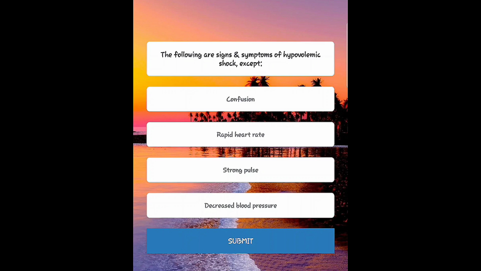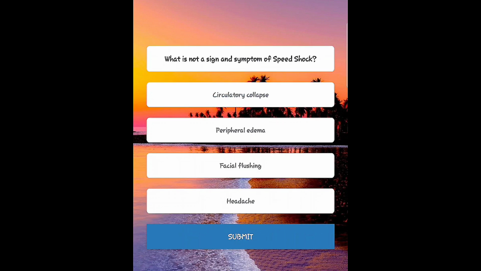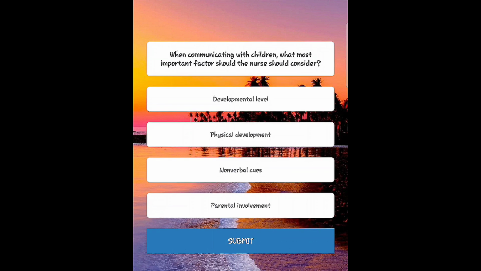So the following are signs and symptoms of hypothalamic shock, except hypothalamic. This means low. No strong pulse, yeah. Pulse will be weak. What is not a sign and symptom of shock? Peripheral edema. When communicating with children, what most important factor should the nurse consider?